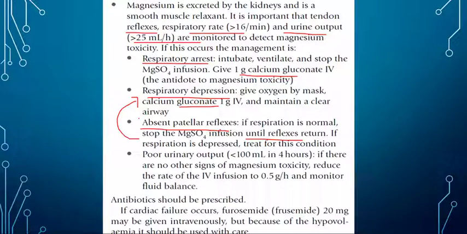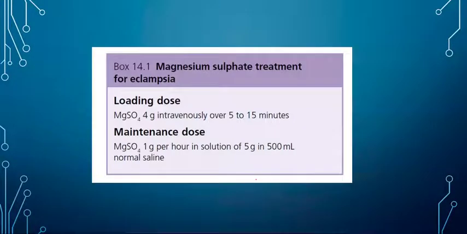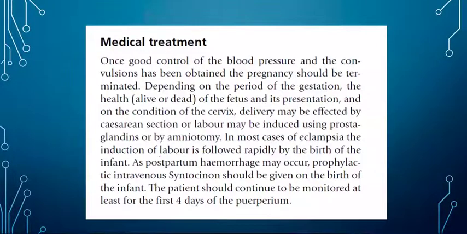So if the patellar reflex is absent, then usually we should just stop the magnesium sulfate until the reflexes are normal. If there is poor urinary output, like urine output less than 100 ml in 4 hours, in that case, reduce the rate of IV infusion and monitor the fluid balance. Okay, so that's how we manage this patient. And these are the doses. So loading dose is 4 gram IV over 5 to 15 minutes, and maintenance is 1 gram per hour for 24 hours.